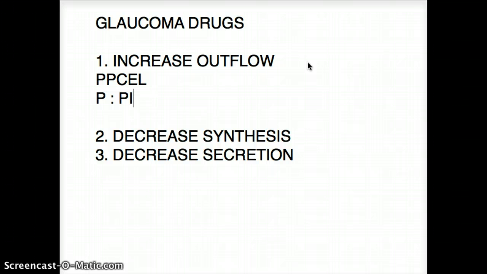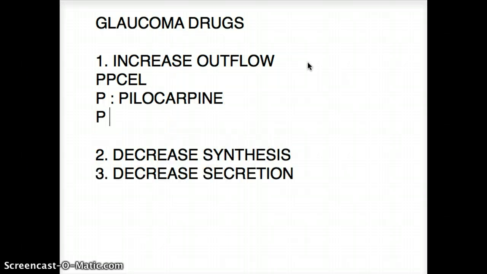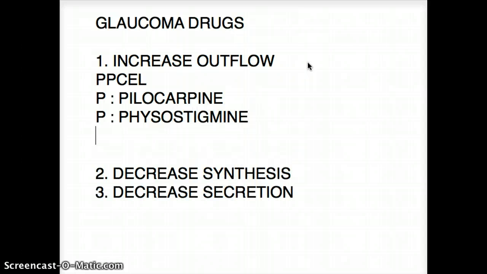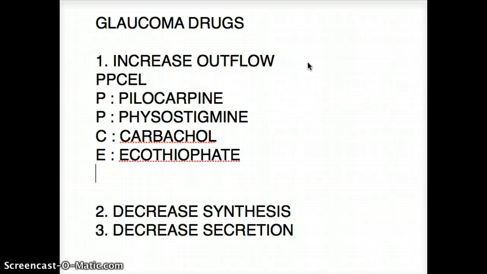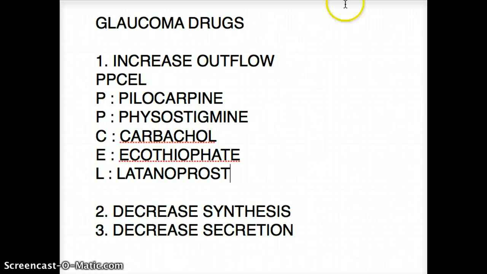The first P stands for pilocarpine. The second P stands for physostigmine. C stands for carbachol. E stands for ecothiophate. L stands for latanoprost. Okay, so those are the drugs that cause increased outflow.